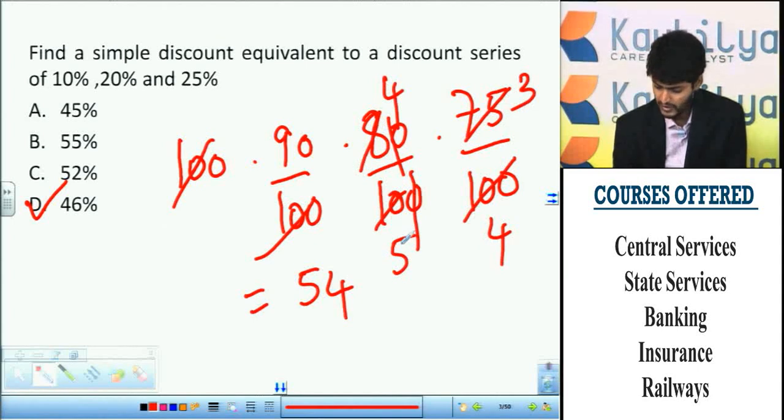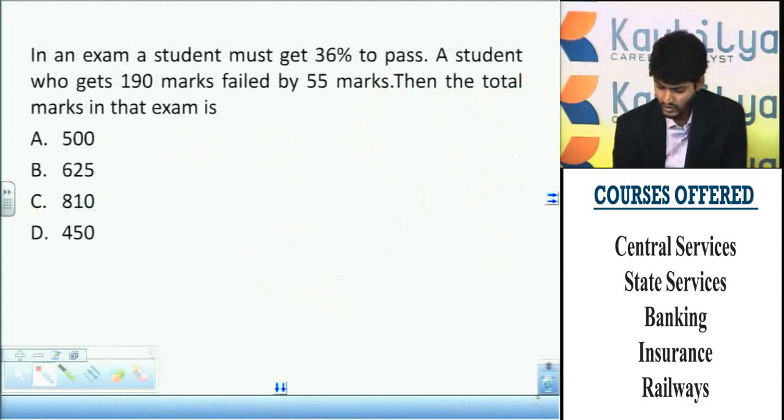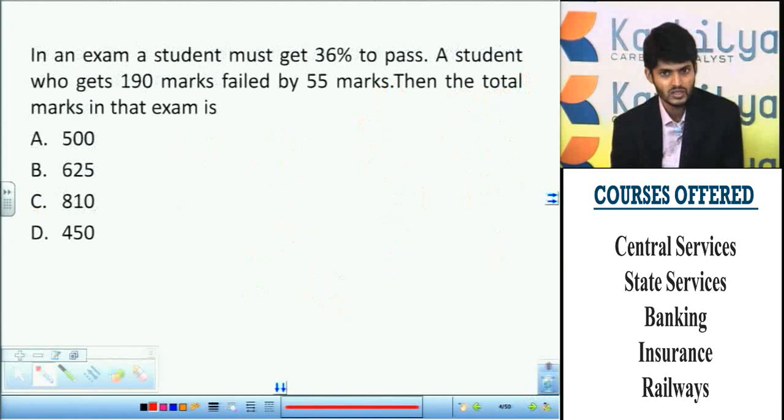Okay, so this is another problem of discount. Let's move on to our next question. Again percentage, right? This is a pure percentage problem. In an examination, a student must get 36% to pass. 36% of how much he has not specified, right? A student who gets 190 marks failed by 55 marks. So the number of marks that he should get to pass would be 190 plus 55. So in case he got 245 marks, he would have passed the examination just like that.